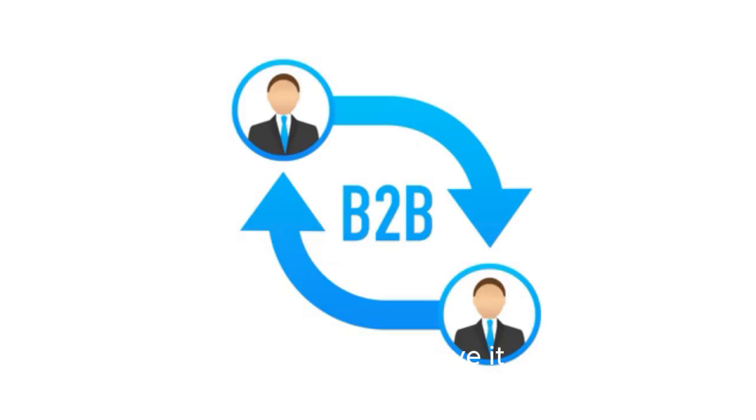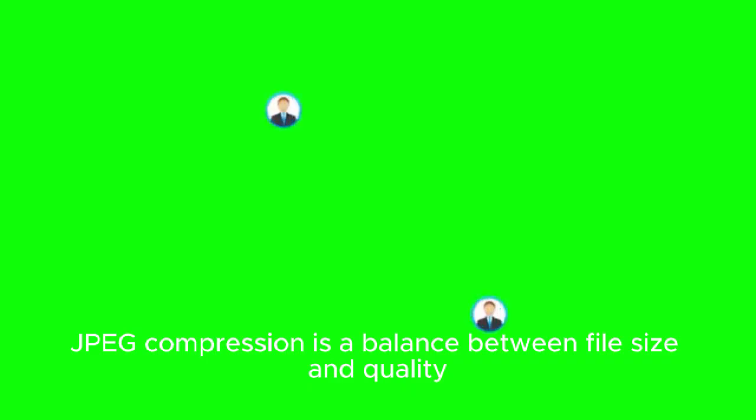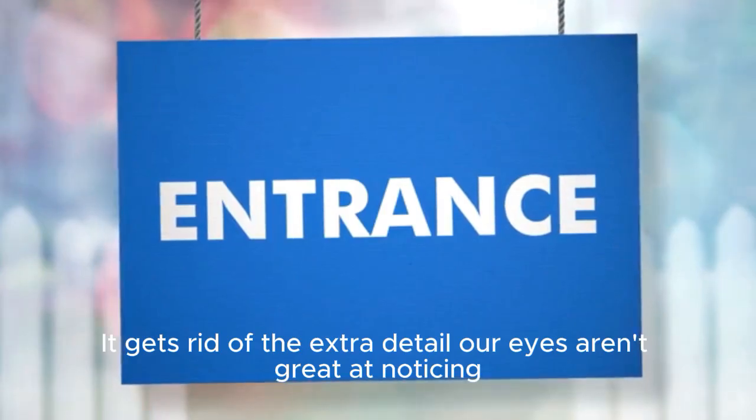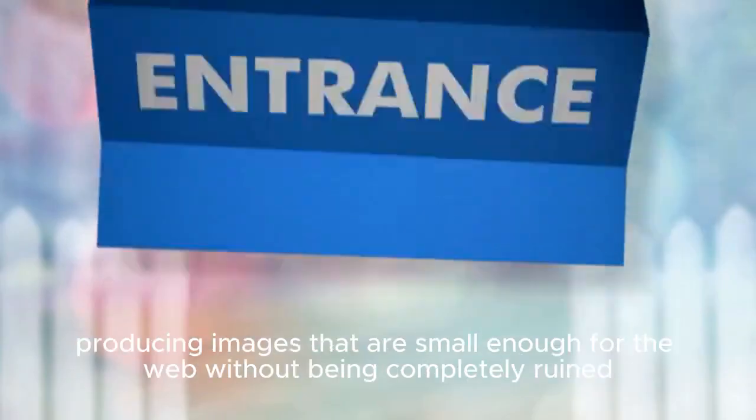So there you have it. JPEG compression is a balance between file size and quality. It gets rid of the extra detail our eyes aren't great at noticing, producing images that are small enough for the web without being completely ruined.